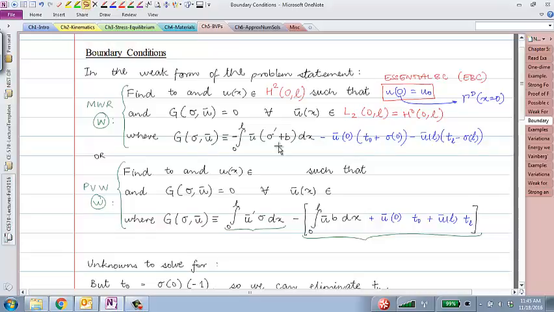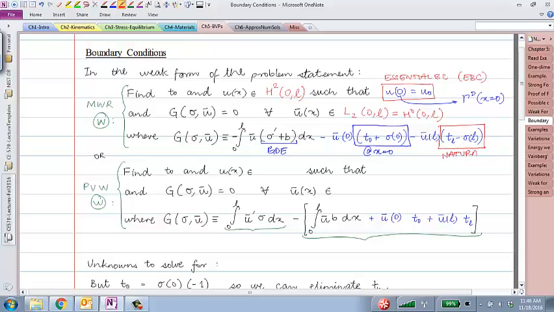If that happens, then the governing differential equation is satisfied. This is GDE is satisfied. This is the traction boundary condition at x equal to 0. And finally, we have this condition, which is the natural boundary condition.